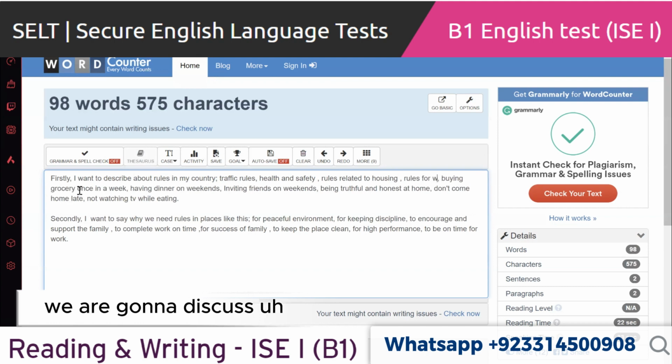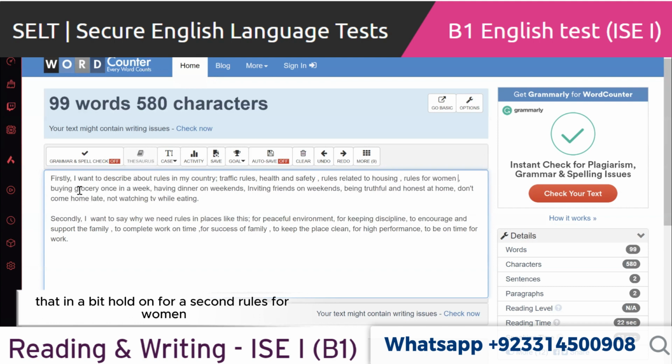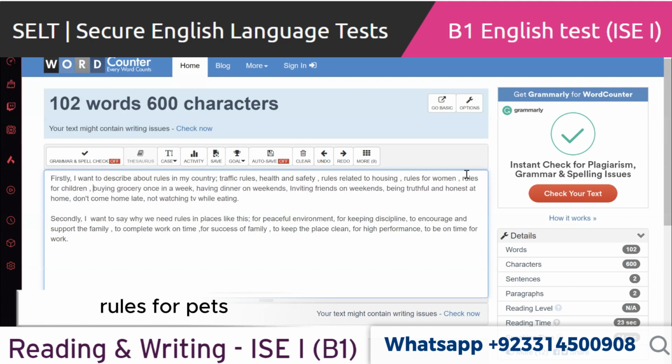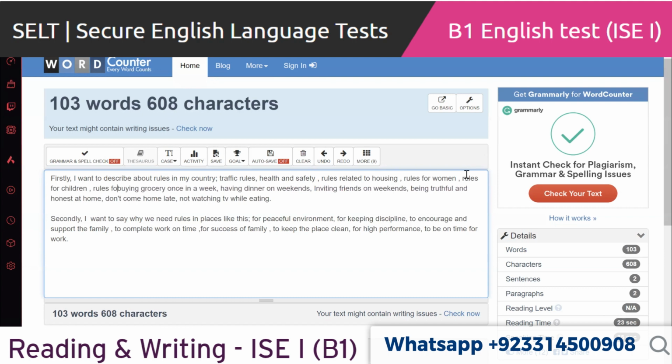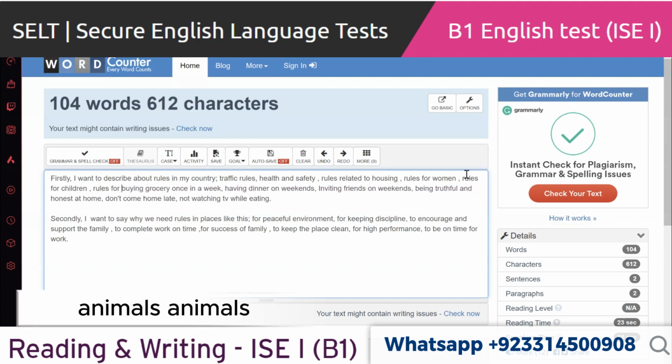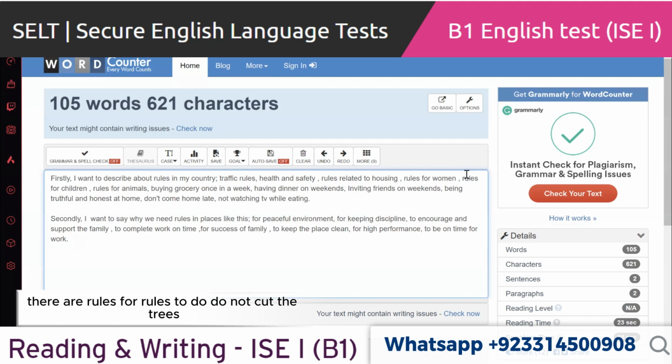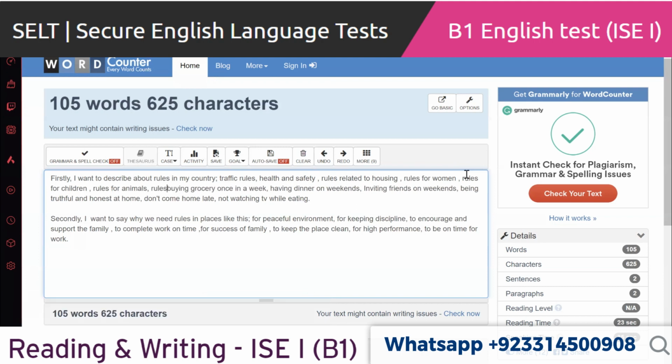We are going to discuss that in a bit. Hold on for a second. Rules for women, rules for children. Even rules for pets are common. Rules for animals. There are rules not to cut the trees, rules for protecting nature.